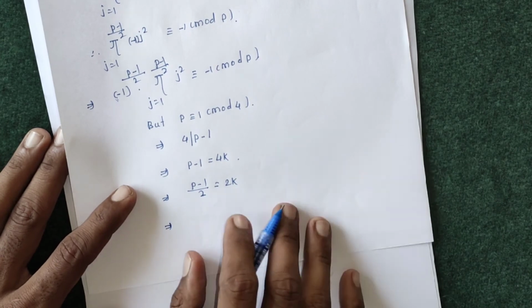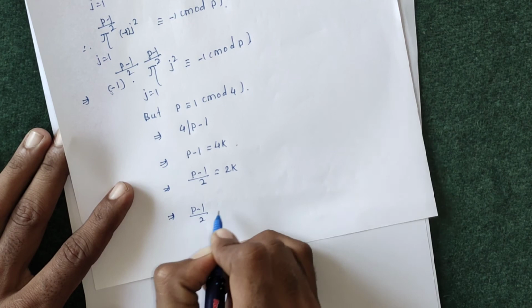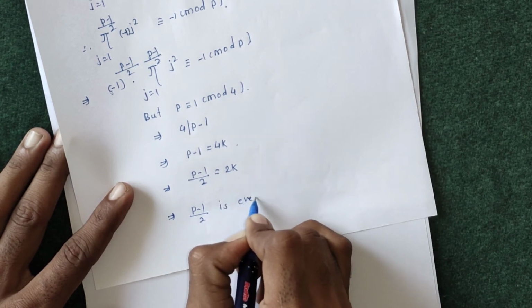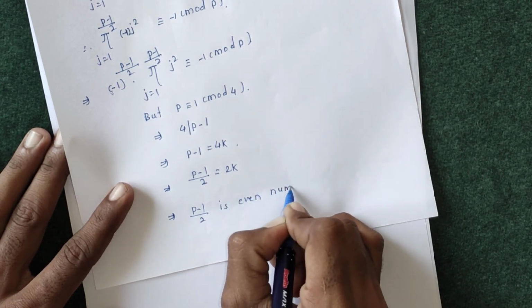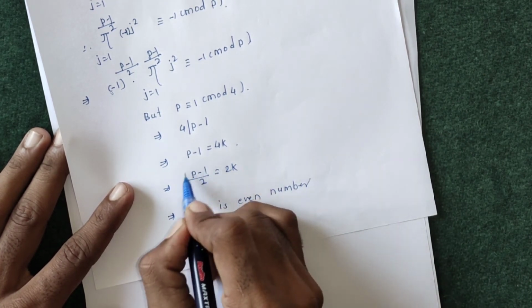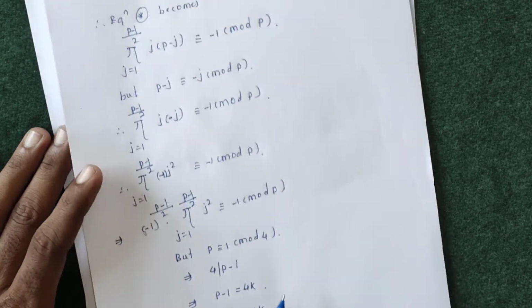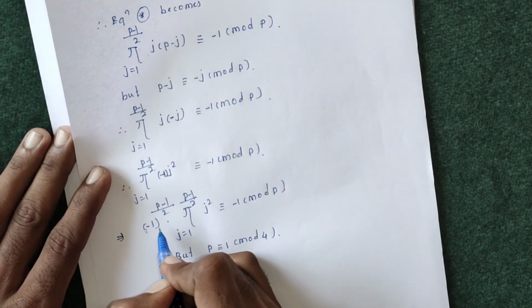So from this we can write that (p-1)/2 is an even number, since (p-1)/2 is equal to 2k. That is, from this step we can say that (p-1)/2 is an even number. If (p-1)/2 is an even number, then (-1) raised to an even number is +1.